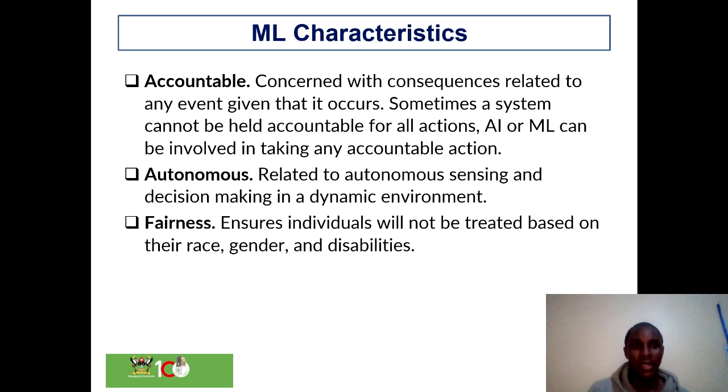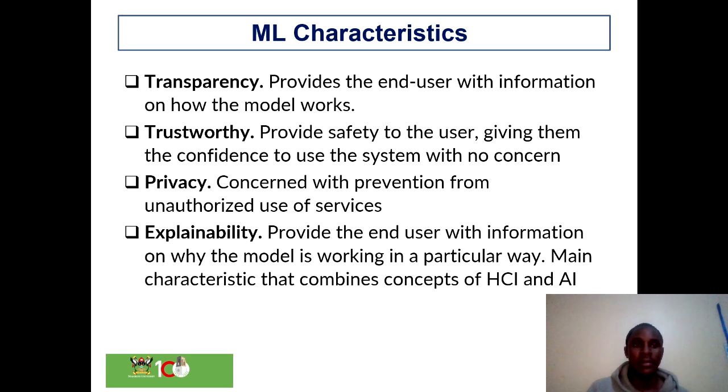a dynamic environment. And then fairness, so AI should always strive to ensure that individuals are treated equally, and not treated based on their race or gender or disabilities. And then transparency, which provides the end user with information on how the model works. And then trustworthy, which provides safety to the user, giving them confidence to use the system without any concerns. And then privacy, which is concerned with prevention from unauthorized use of services.